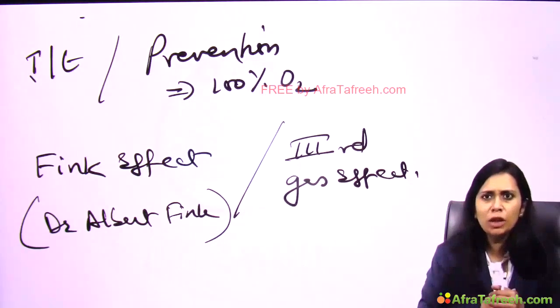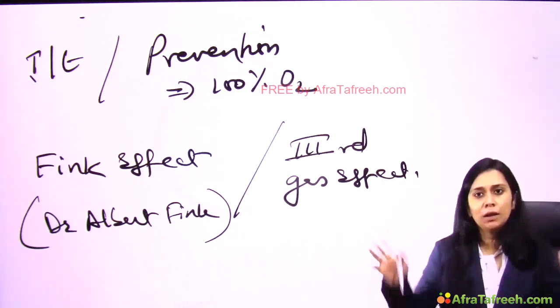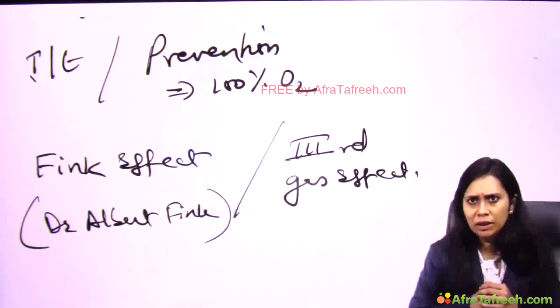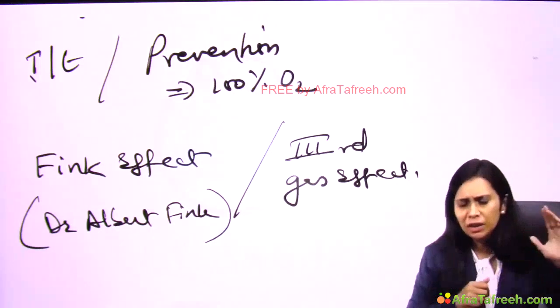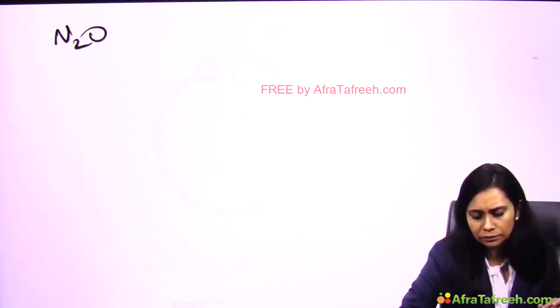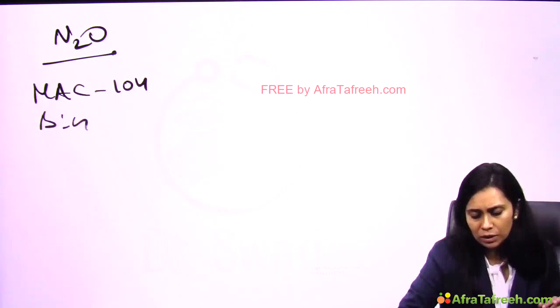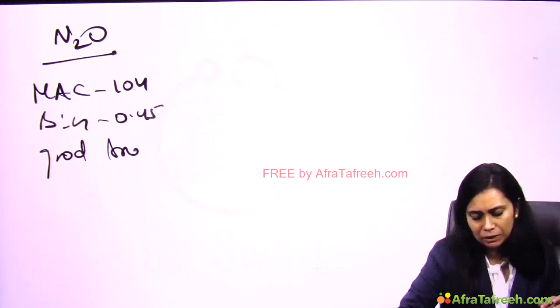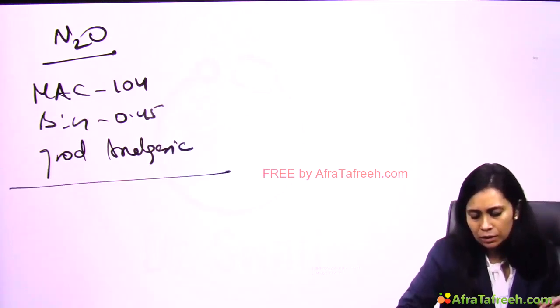This is all about diffusion hypoxia and all about nitrous oxide. So we have finished nitrous oxide and we are left with only one inhalational agent. But before I discuss that, let me revise nitrous oxide very fast. You need not copy anything, just listen. Nitrous oxide: MAC 104, blood gas solubility 0.45, good analgesic, supporter of combustion.